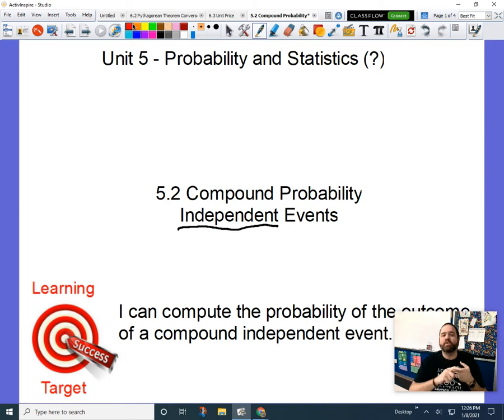Just keep that in mind because we will do something called dependent events, and that's a whole separate lesson. But what happens the first time does affect what happens the second time, and I'll explain that more when we get into it. But just keep that in mind. We're doing two separate things that don't affect each other.